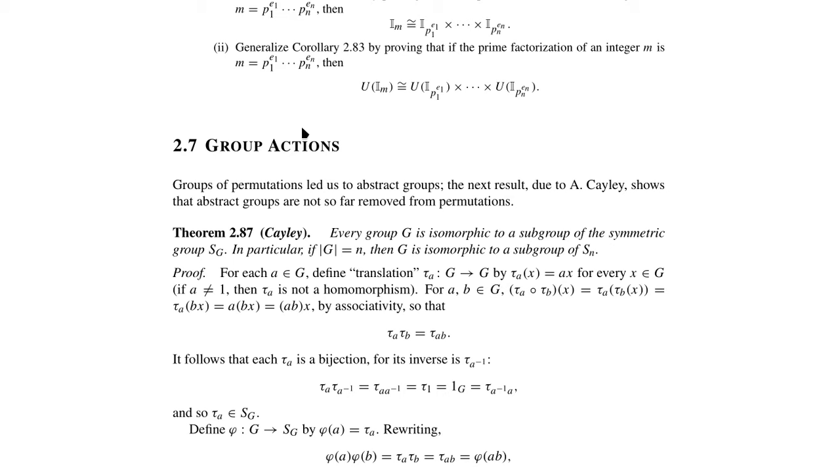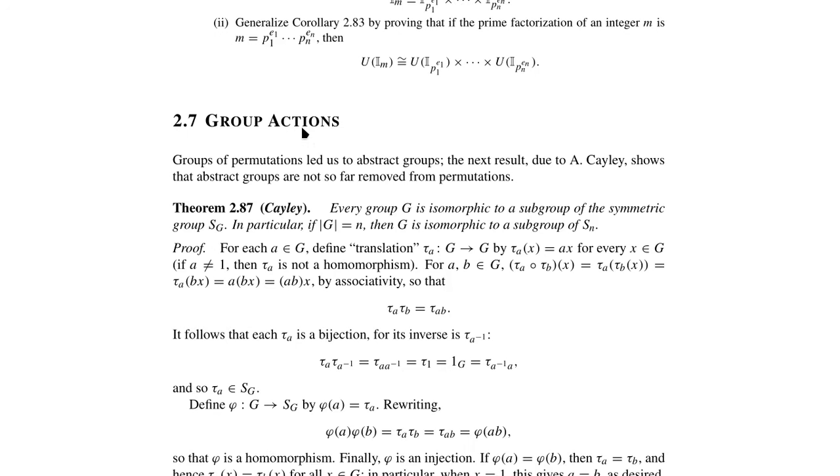And if the order of your group is equal to n, then G is going to be isomorphic to a subgroup of S_n. So that's the symmetric group of n items, or elements, whatever.